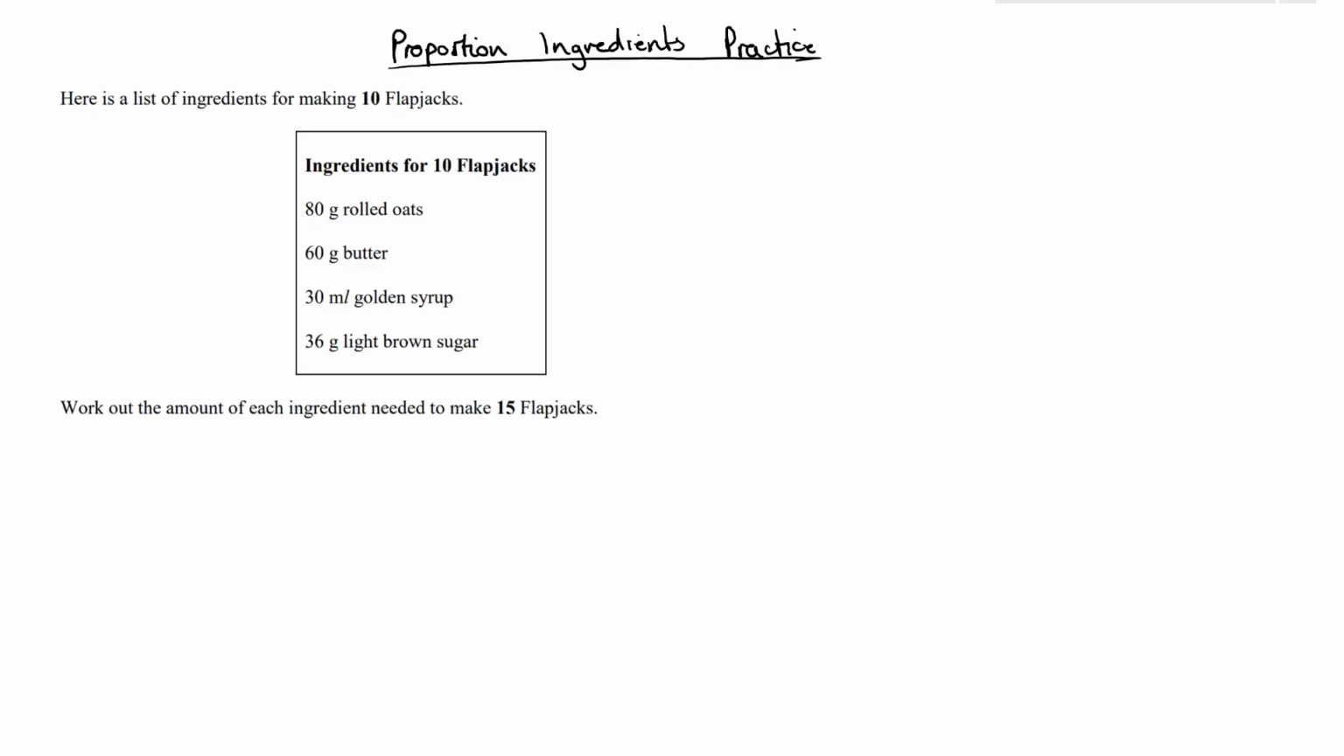So this first question, we've been given a list of ingredients for making 10 flapjacks. So we need 80 grams of rolled oats, 60 grams of butter, 30 milliliters of golden syrup, and 36 grams of light brown sugar. Work out the amount of each ingredient needed to make 15 flapjacks. So we're starting with 10. We need to somehow multiply this by something to get to 15. And the thing we're going to multiply is 1.5.